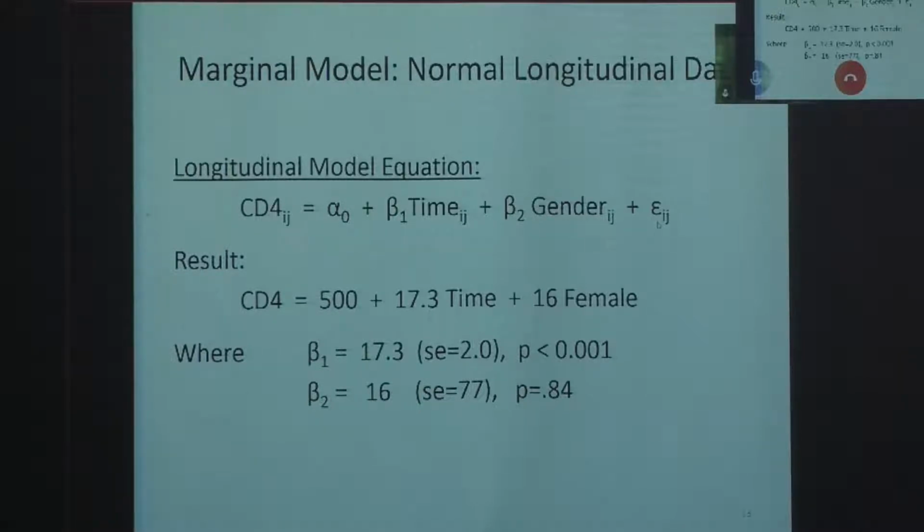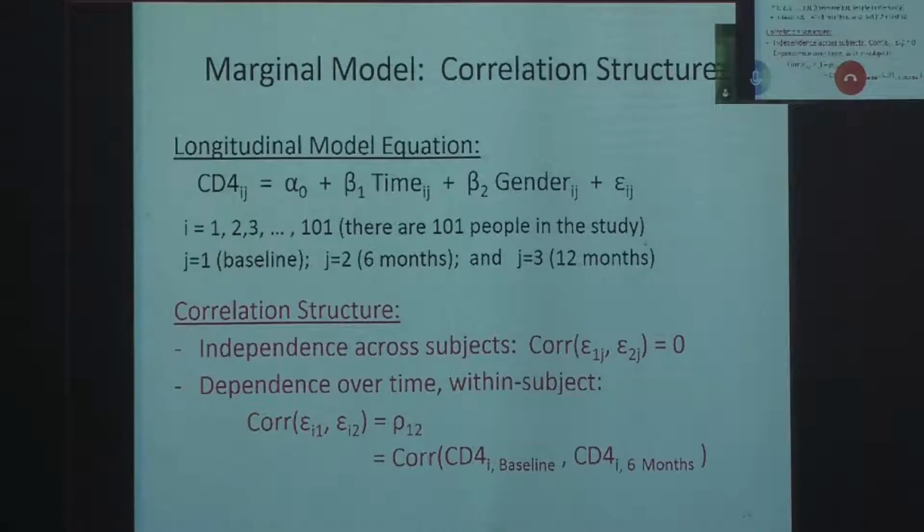We rely on the software to have dealt with the correlated epsilons appropriately. And so, back to that. The only thing new about this model were the epsilons. This was, again, the structure, the people, and the time points. Correlation structure says that the correlation between epsilon 1j and 2j is 0.